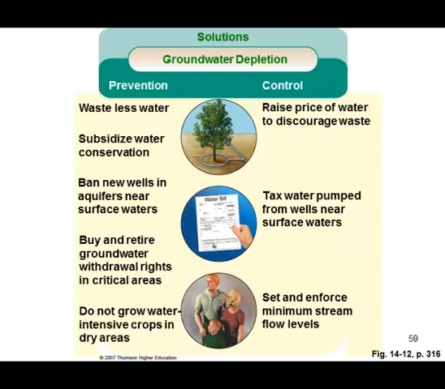Which one would you recommend to a farmer for preventing groundwater depletion? And let's say that you really can't control those things for prevention. What do you think is the best method for the right column, controlling groundwater depletion? So these are all good strategies that could come up on the AP environmental exam for groundwater prevention or groundwater control. Remember these as strategies and solutions.